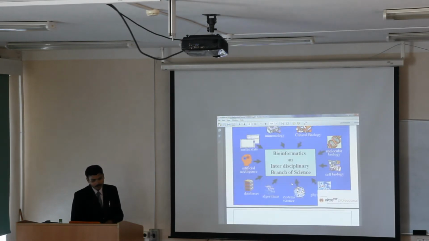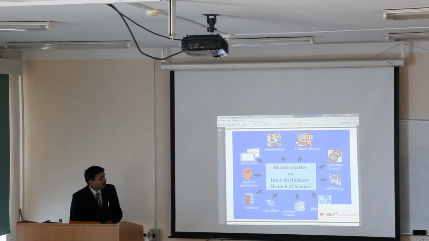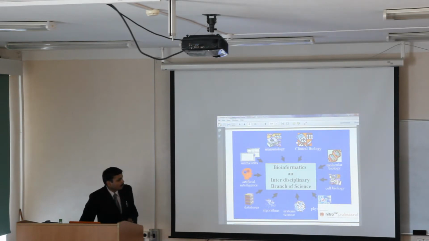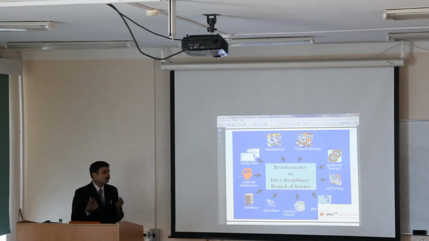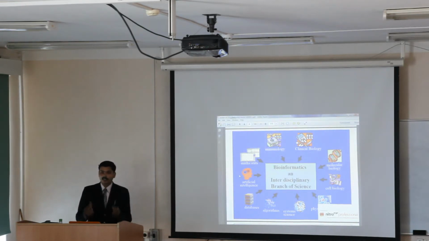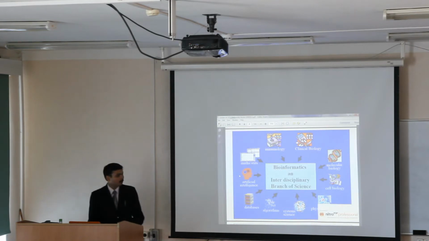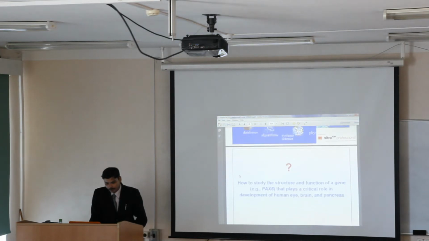Bioinformatics can be used in different branches of science: immunology, clinical biology, molecular biology, cell biology, mathematics, algorithms, and artificial intelligence. We can use these things to understand how these molecules are regulated in a computer-generated model. This gives an idea about bioinformatics.